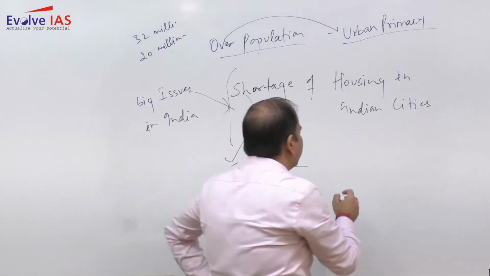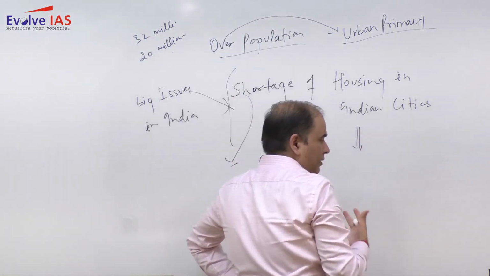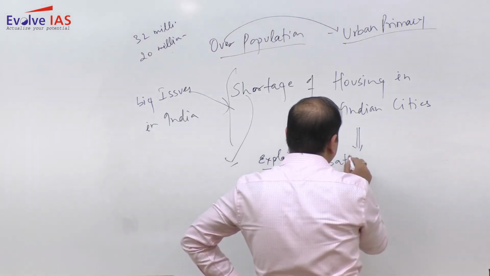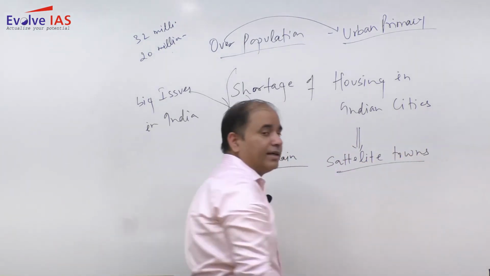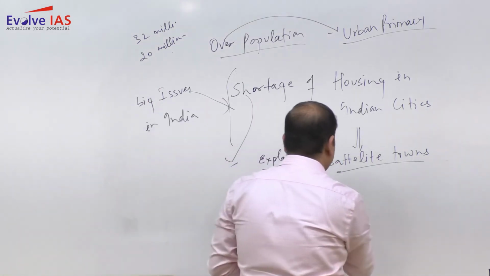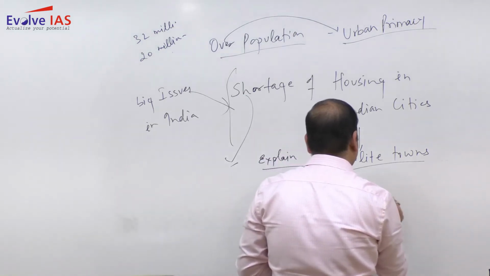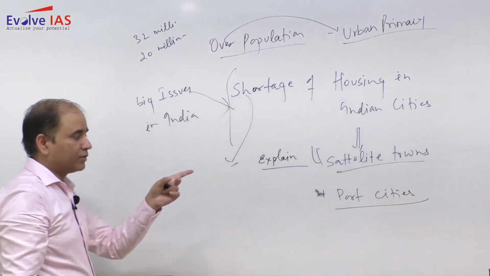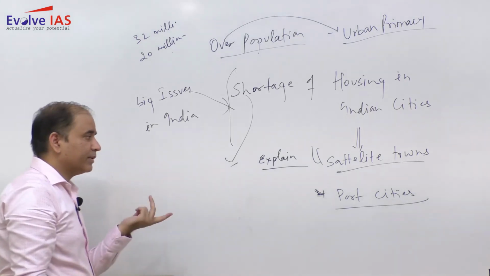Over a period of time there have been some governmental policies, like satellite towns being set up. It was thought that satellite towns would take away some of the population. Then in the present time period, port cities are being thought of as part of Sagarmala. It is thought that port cities will be developed, and more and more cities will be industrial towns.